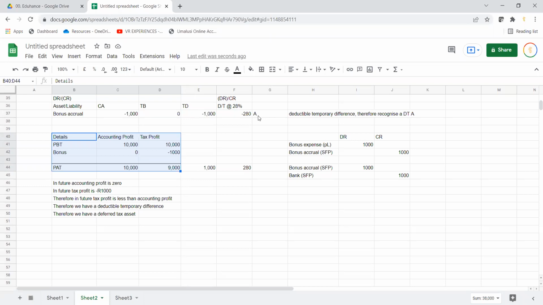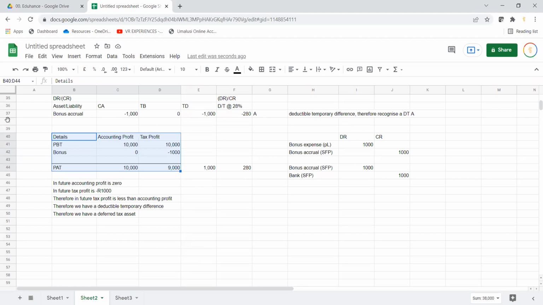asset. So basically, you will say in future periods, tax profit will be more than accounting profit. Why? Because in future periods, tax will grant a deduction, where accounting will not. So in future, our tax profit will be lower than accounting profit. Since tax profit is lower than accounting profit, we have a deductible temporary difference. And because we have a deductible temporary difference, we have a deferred tax asset. Okay, so that is basically the thinking on that.